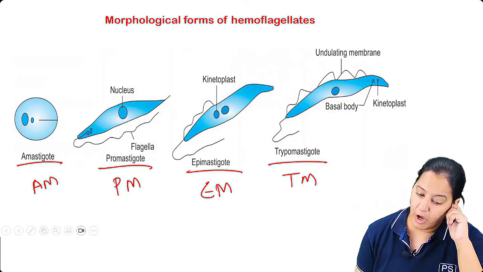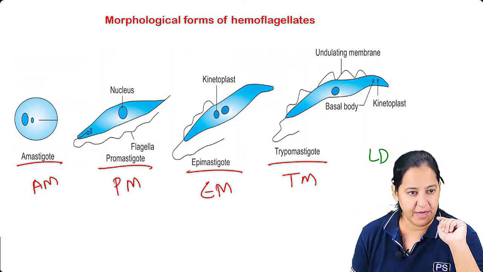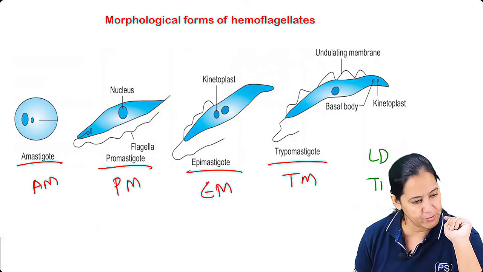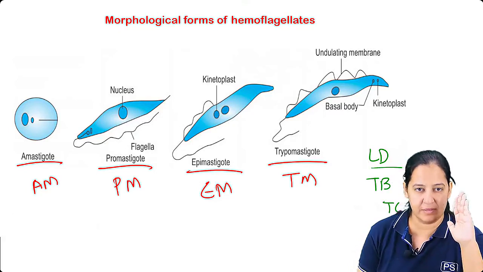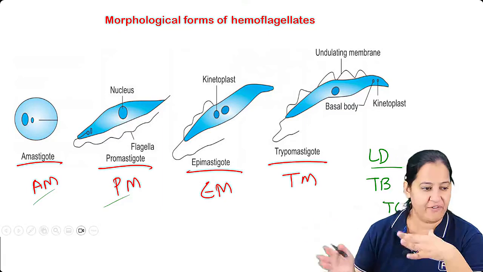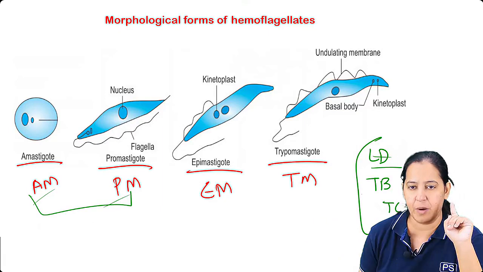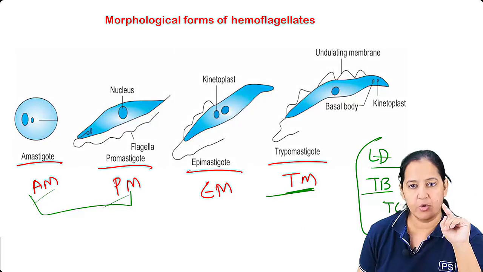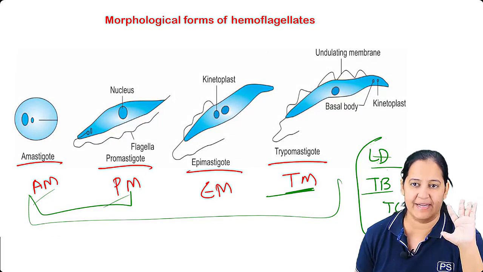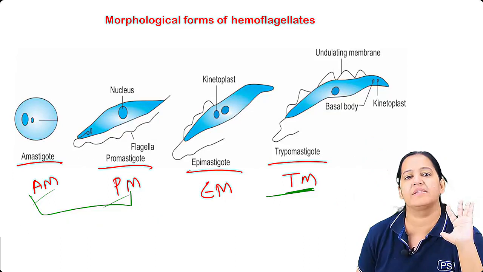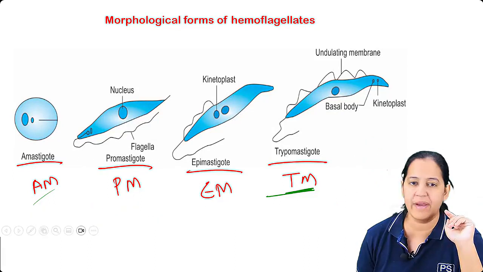Now I'm going to teach you three parasites one by one. Leishmania donovani first, then Trypanosoma brucei, and then Trypanosoma cruzi. In some of them this is there, this is there, so different ones have different combinations. Like in Leishmania donovani, these two are there. In Trypanosoma brucei, the trypo form is there. In cruzi, all four are there. I will tell you one by one when I teach you the parasites. But you have to understand these four forms. It is not trophozoite, it is not cyst.